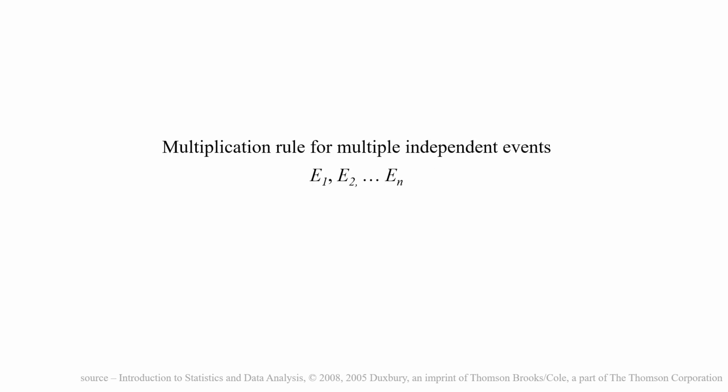Multiplication rule for multiple independent events. The multiplication rule can be extended to multiple independent events E1, E2 and so on until En as well, as in probability of E1 intersection E2 and so on until En equals probability of E1 multiplied by probability of E2 and so on until probability of En.